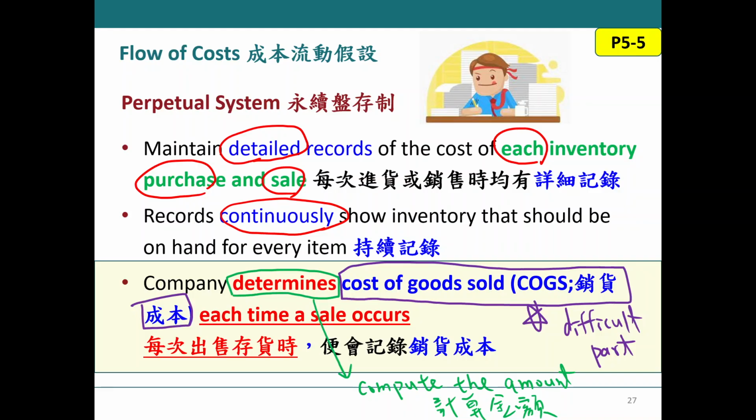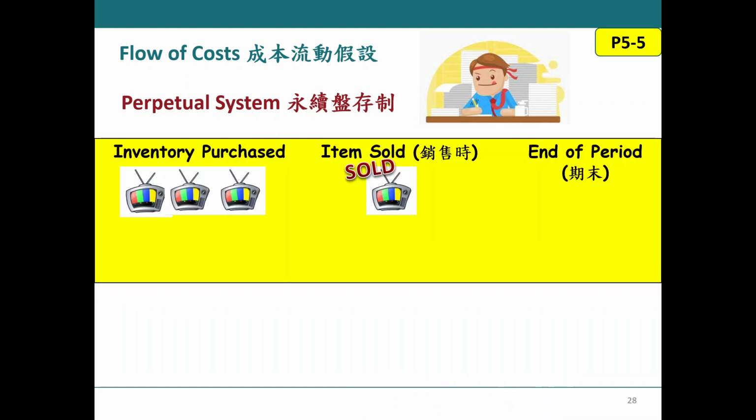So each time when sales occurred, we compute the amount, cost of goods sold, right? So you get the amount when we sold inventory, okay? Hard worker, every time when you sold the inventory, they will get the amount. Okay? No problem? Okay. So this is the case.